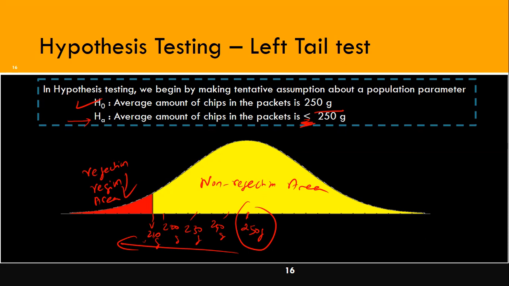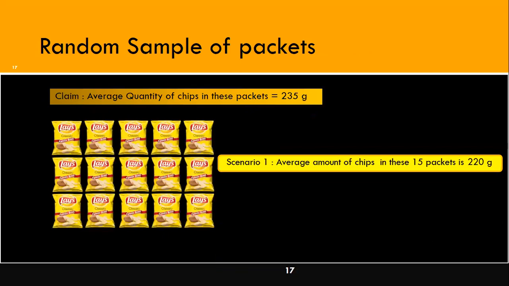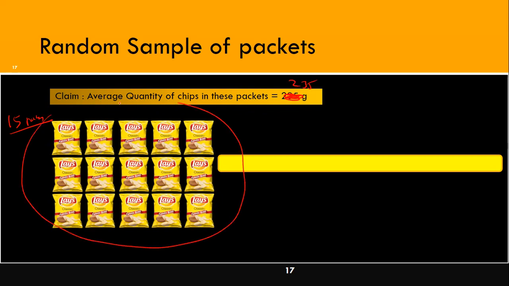So in this case, let us say what you are doing is you sample randomly 15 packs. Okay, 5 into 3, 15 packs. In your sample, you have 15 packs. You randomly sampled 15 packs. You bought them from different shops, right? Let's say 235 grams. So you open all these 15 packets and then pour them in a bowl, and then you check the weight, average, right?